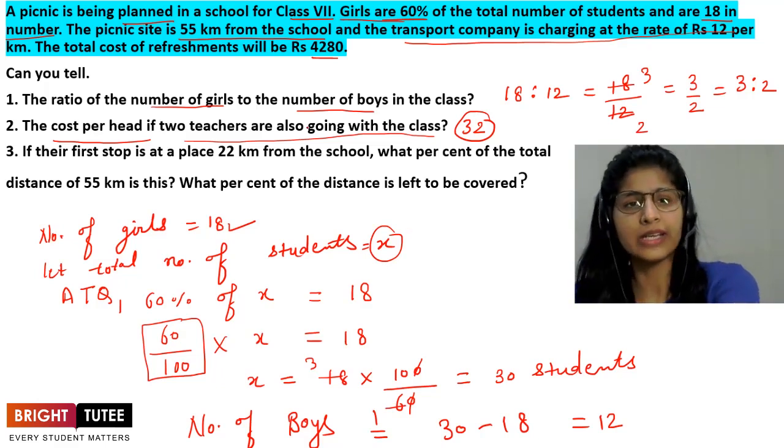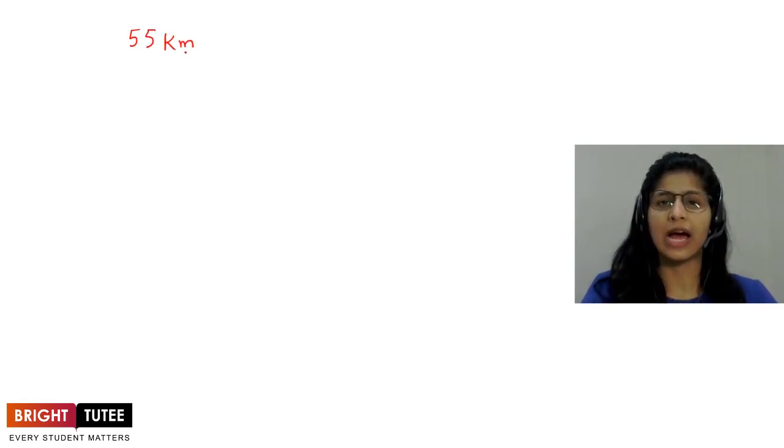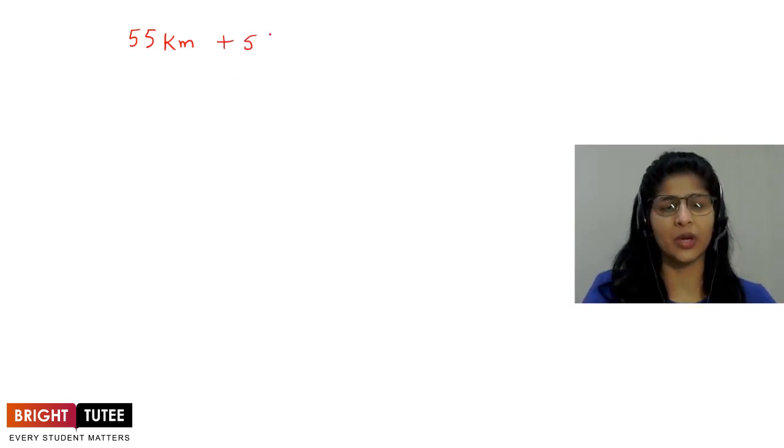Okay, let us do it. What is given? The picnic place is 55 kilometer away. They will go 55 kilometer and come back also, right? So total 55 plus 55 kilometer. How much do they have to travel? 110 kilometer. This is the distance that they will travel.